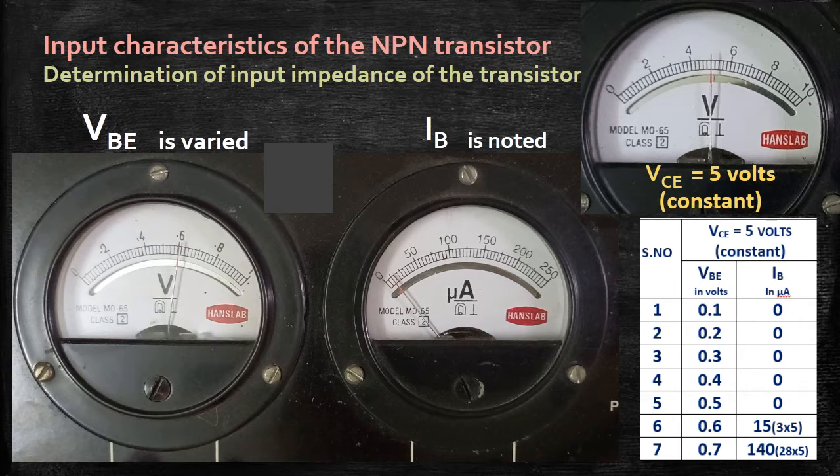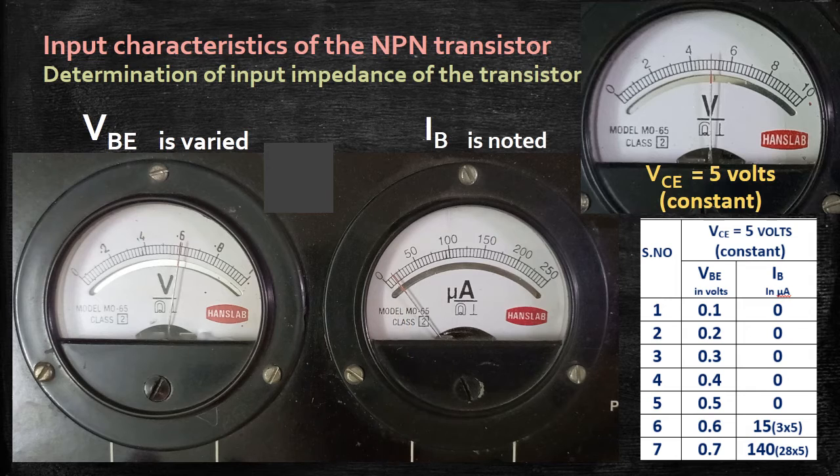Now there is a small change in the deflection. Now it is coinciding with the third division. Its least count is 5. Microammeter least count is 5. Therefore 3 into 5 is 15. 15 microampere is the IB value.